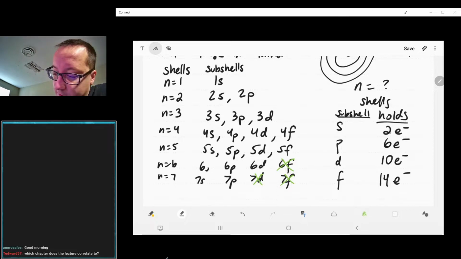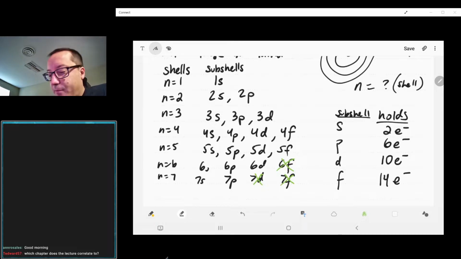And so we're going to see that, I'm just going to erase this right now. By understanding this, we're going to be able to very definitively talk about what types of electrons are within an atom. Because electrons in an S subshell will react differently than ones in a P, or ones in a D, or ones in F. And so it'll be important for us to identify types of electrons.